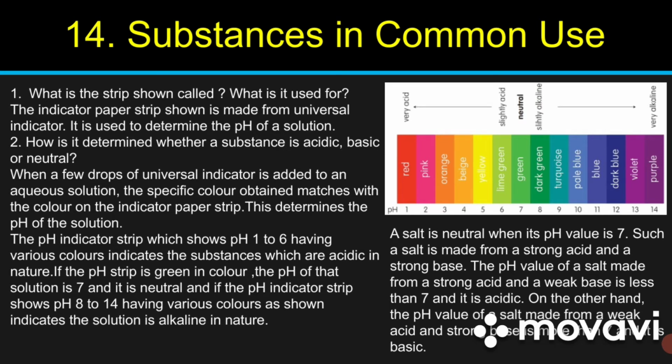A salt is neutral when its pH value is 7. Such a salt is made from a strong acid and a strong base. The pH value of a salt made from a strong acid and a weak base is less than 7 and it is acidic. On the other hand, the pH value of a salt made from a weak acid and a strong base is more than 7 and it is basic.